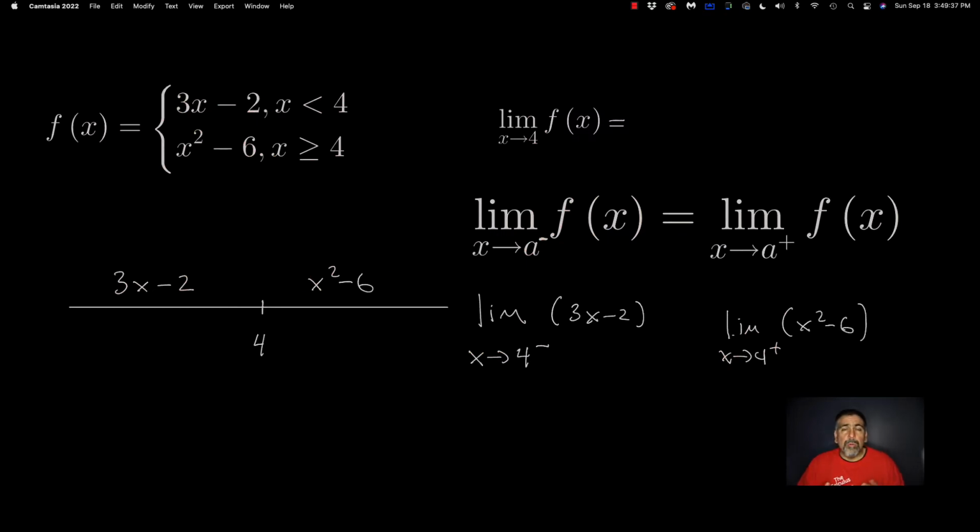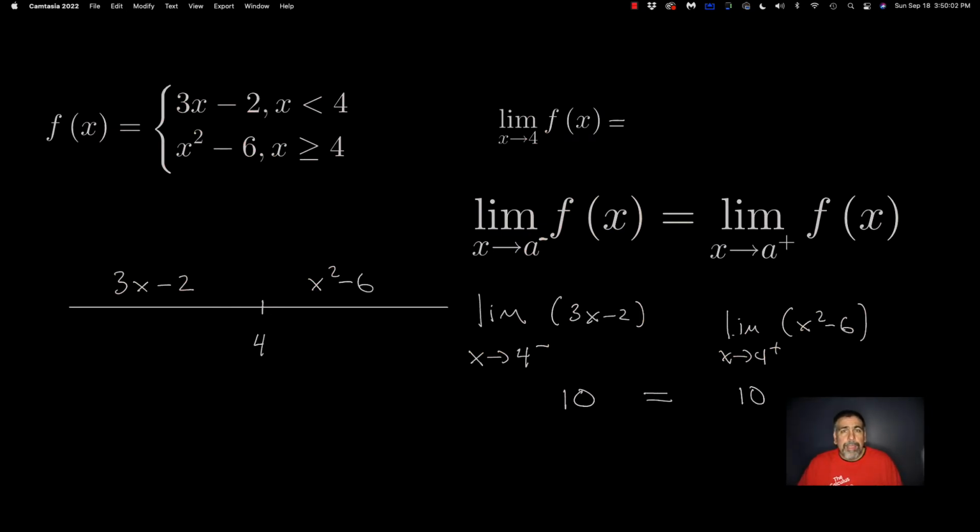Once you've got these two one-sided limits set up, it's now your job to compute these. So we're going to compute these limits trying direct substitution at first. When we substitute in the 4 for our 3x minus 2, we end up with an output of 10. And when we substitute the 4 for our x squared minus 6, again, we end up with an output of 10. According to our definition of the limit, that says that our overall limit exists.